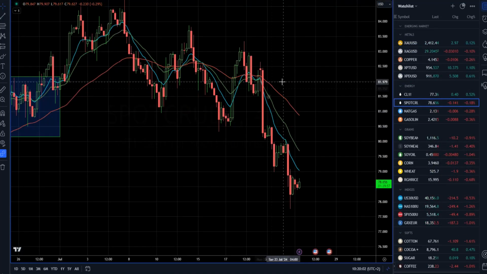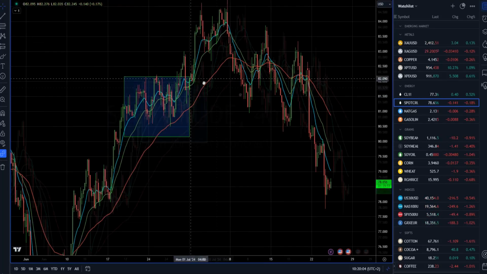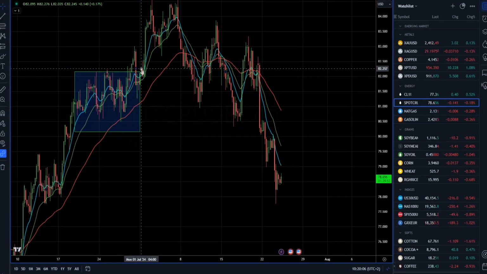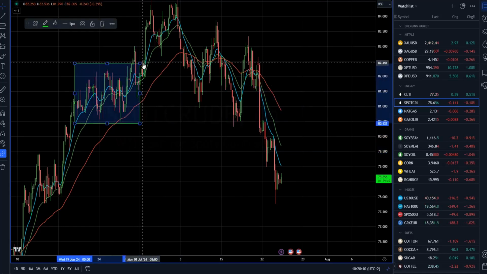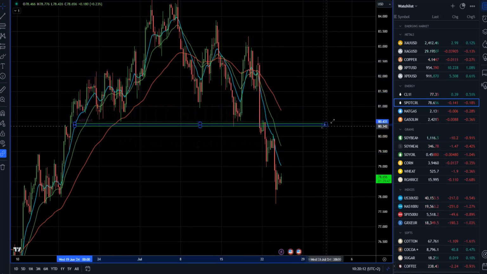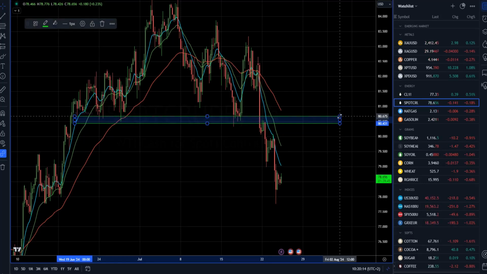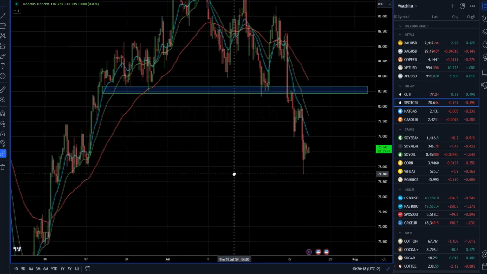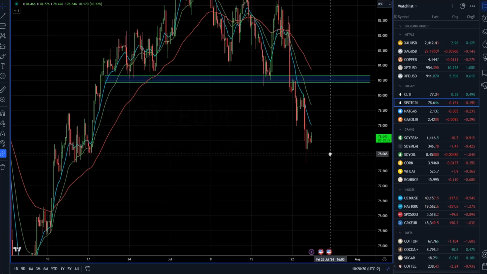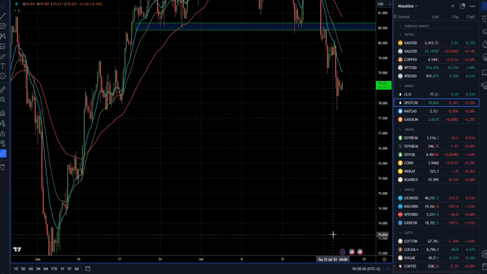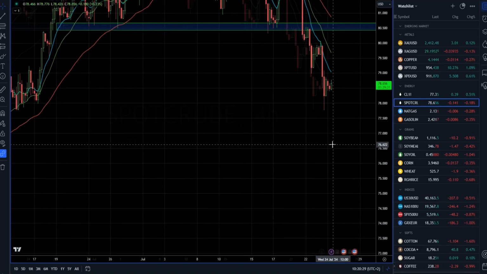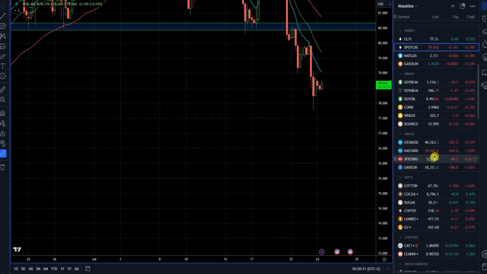On the crude oil, sellers are in control. There was a breakout of the key support cluster. So we have a downside breakout of 80.67, and so far the market is just building lower highs and lower lows. The next pivot level is 77.30, then the 76.15 mark, and so on and so forth. So downside potential continuation on the crude oil.